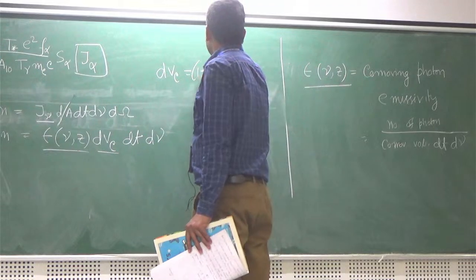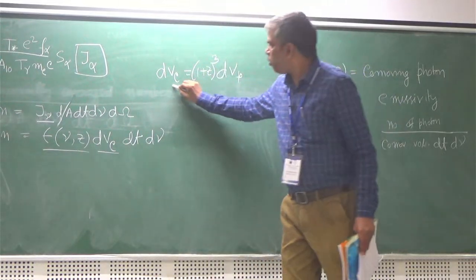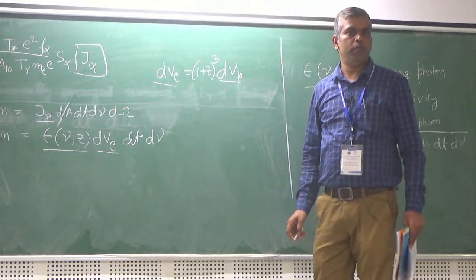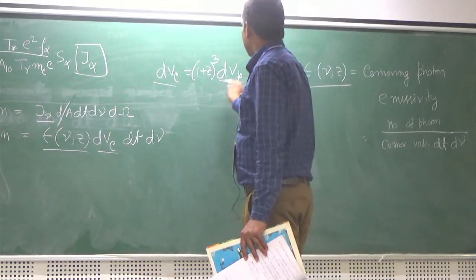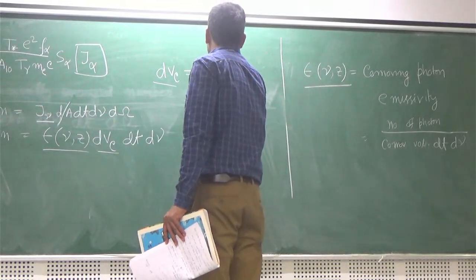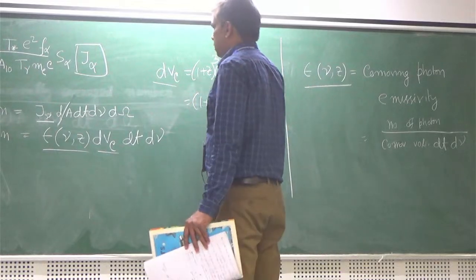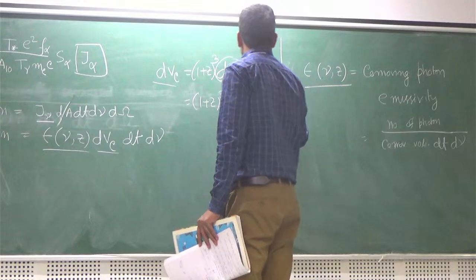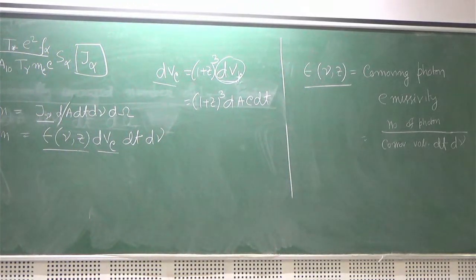How it is 1 plus z cube, right? So the moving volume is 1 plus z cube multiplied by the physical volume. So that you all know, right? And so 1 plus z, and then we also calculate the volume, that is area dA and dt, right? So this volume of this cylinder is area multiplied by the distance it covers.